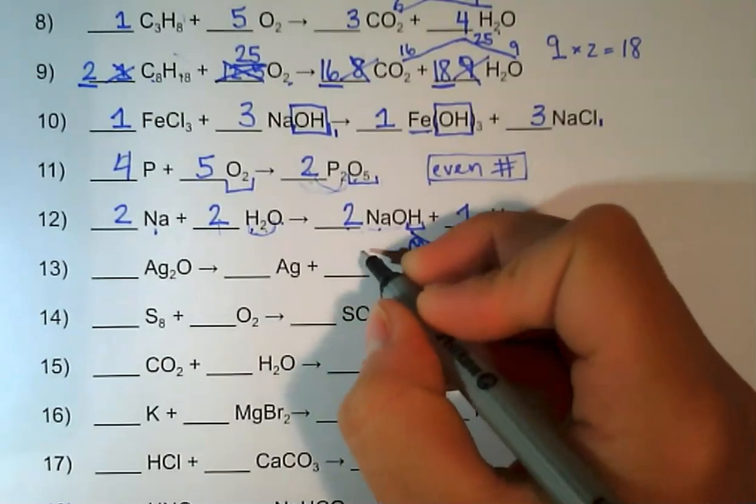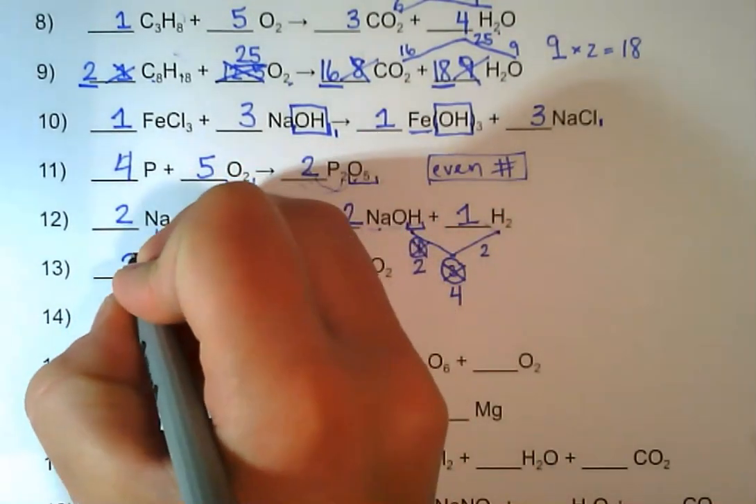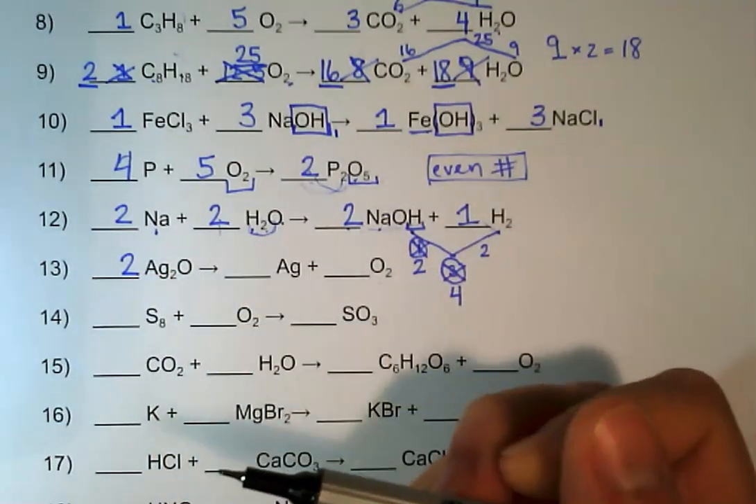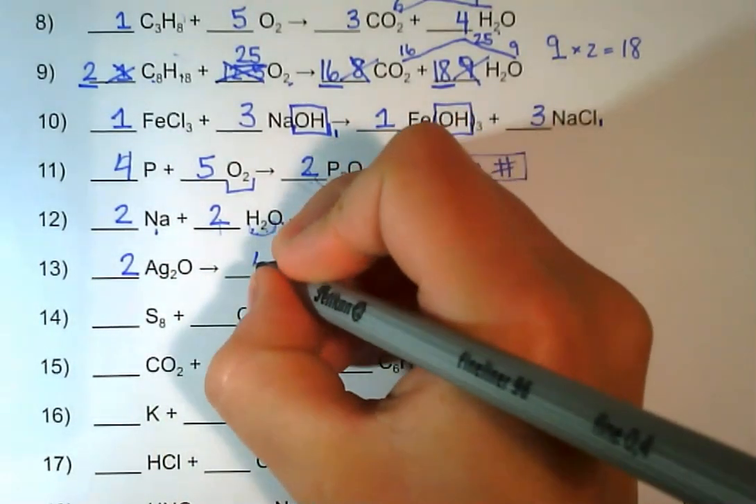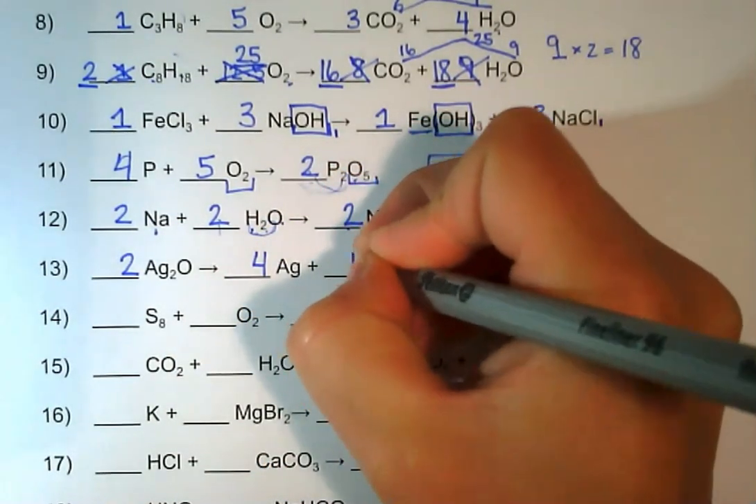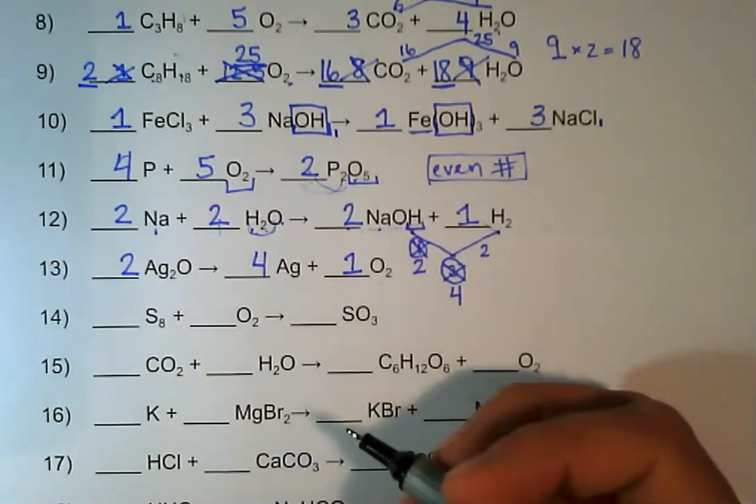So if we have 2 oxygens on the product side and only 1 on the reactant side, so I'm going to multiply by 2. And now I have 2 times 2 is 4 silvers, so I'm going to put a 4 in front of Ag. And then I'm just going to fill in my 1 in front of O2. That's it.